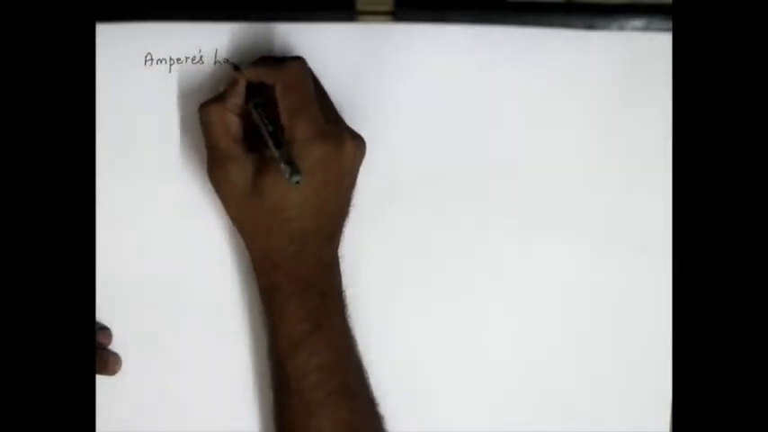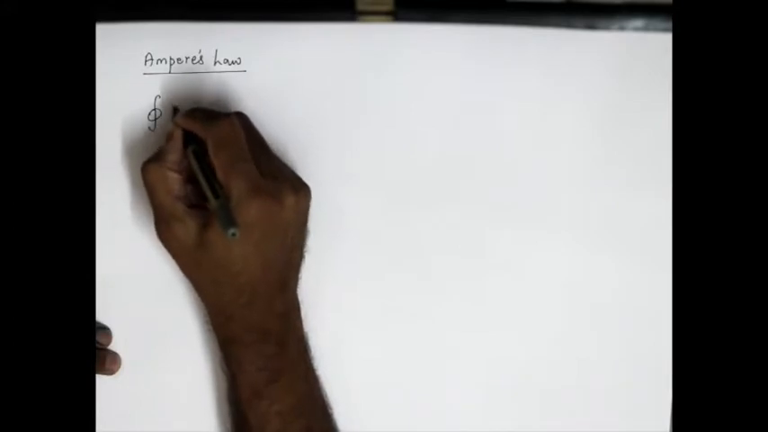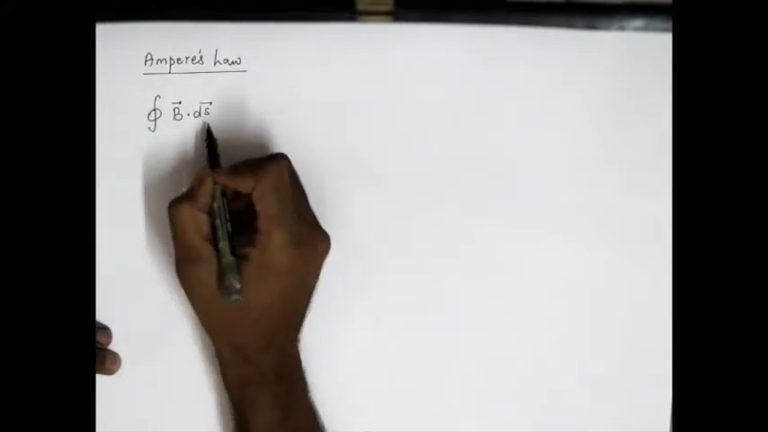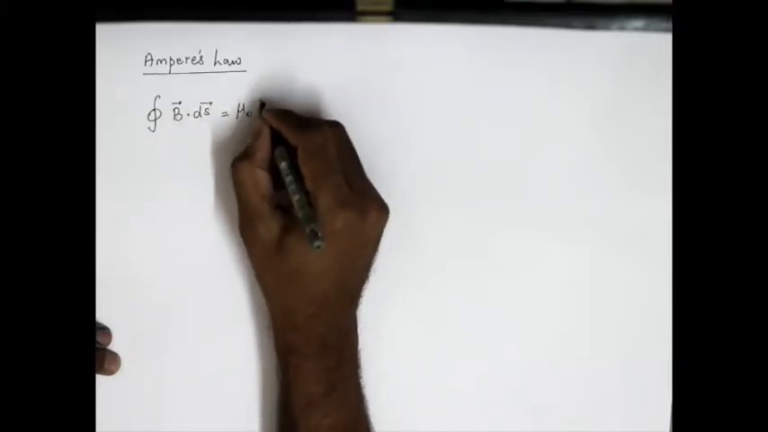Ampere's law. First, let me give the mathematical definition and then we'll expound it with a couple of examples. Ampere's law is given by integral B dot ds equal to mu 0 I.